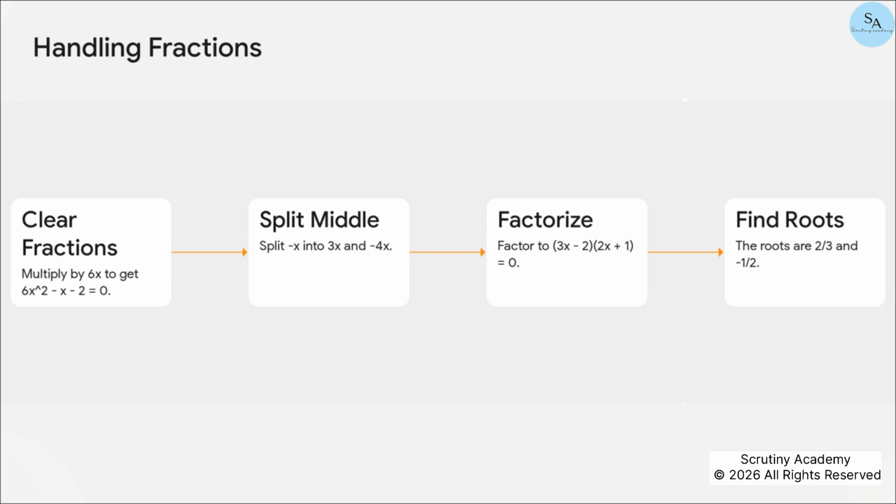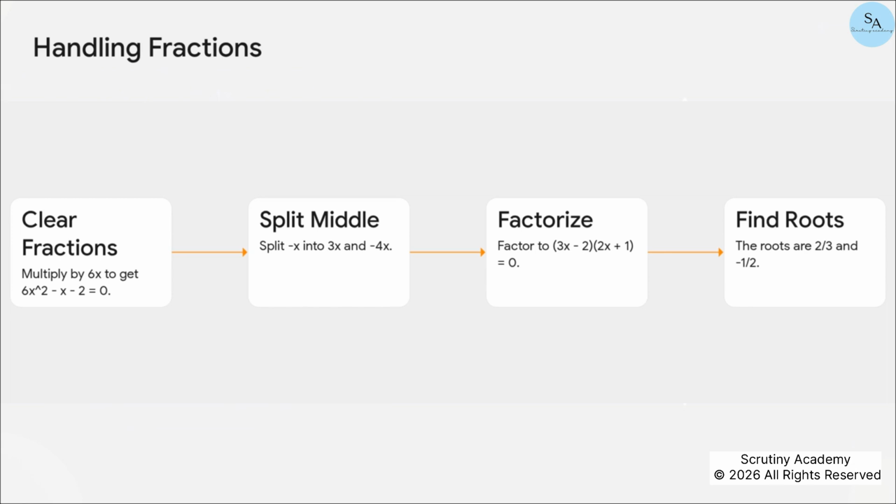We can actually multiply the entire equation by the common denominator, which is 6x. When we do that and simplify, look what happens. We reveal a very comfortable standard quadratic equation: 6x² - x - 2 = 0. Suddenly, we're back in familiar territory.